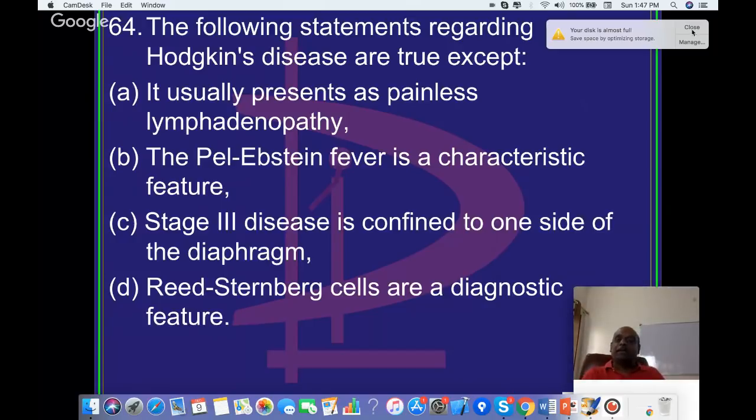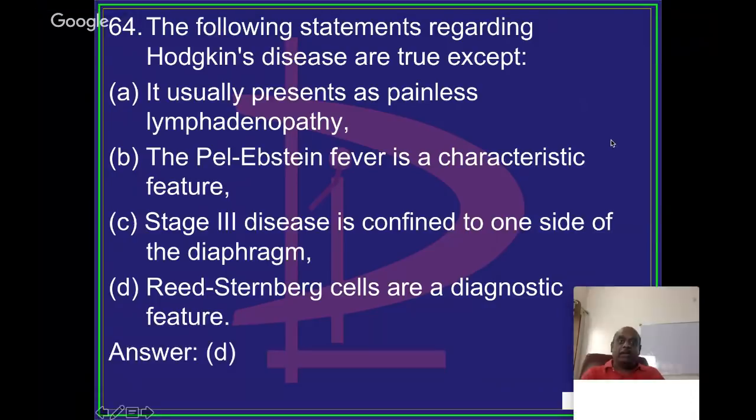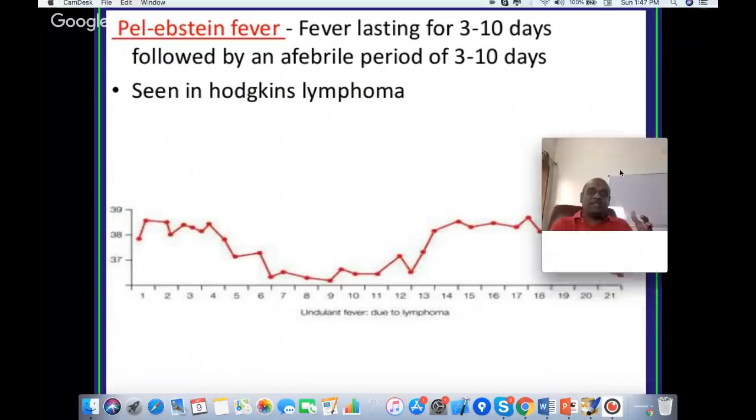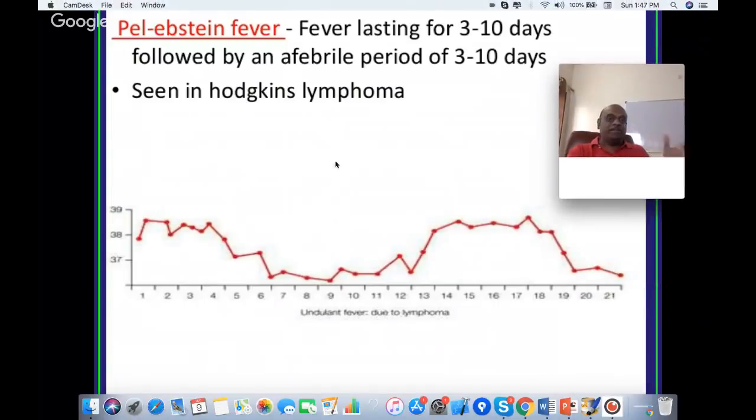Now, doc, this is how a Pel-Ebstein fever looks like. The fever lasts for 3 to 10 days, followed by an afebrile period for about 3 to 10 days, which is called the Pel-Ebstein type of fever, which is seen in the case of Hodgkin's disease, is what you need to remember.